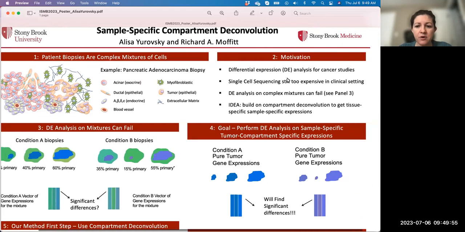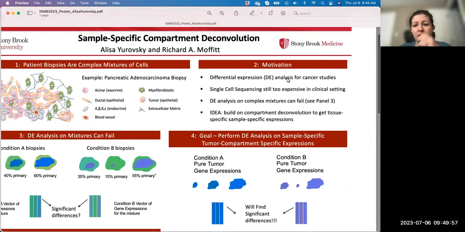And for our motivation, please take a look at panel 2, where we want to be able to do differential expression analysis for the cancer studies. So for example, we want to look specifically at just the tumor tissue and see what differences we can find between two different groups of patients.